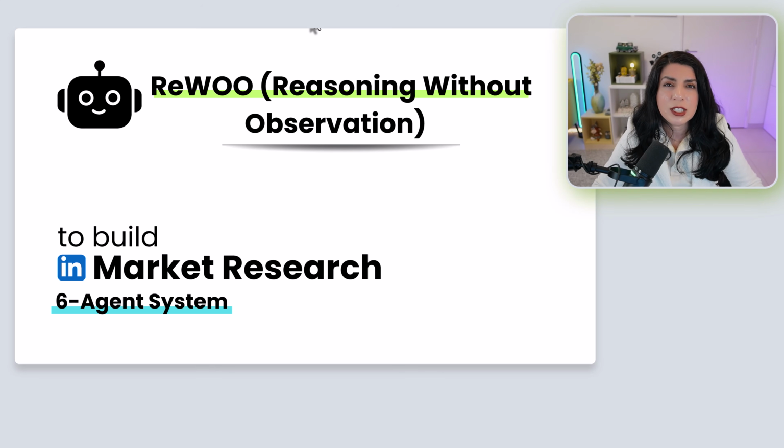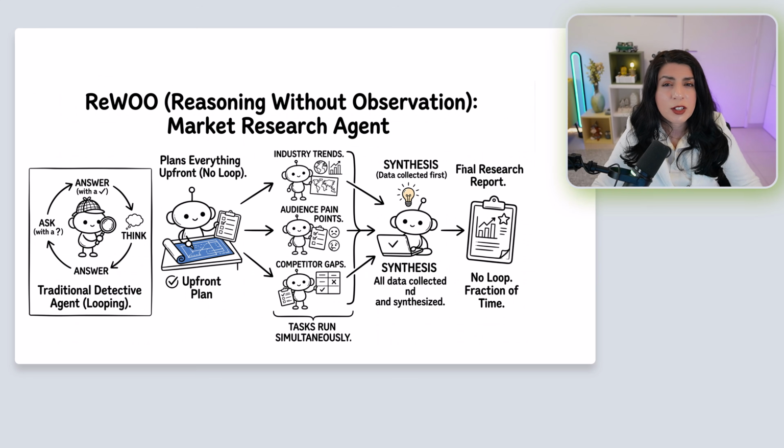This is where ReWOO comes, reasoning without observation. So it's another 6-agent system, and we're going to do market research. So instead of that, a slow back and forth loop, the agent plans everything it needs to know upfront: industry trends, audience pain points, competitor gaps, and fires all 3 research tasks at the same time. No waiting, no loop, same quality in fraction of time.